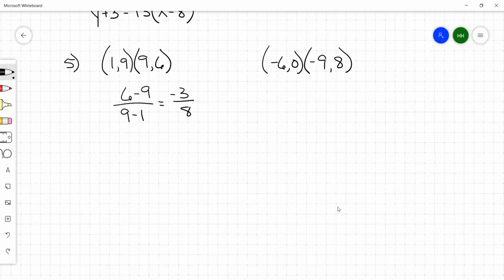The second line has a slope of 8 minus 0 over -9 minus -6. 8 minus 0 is 8. -9 minus -6. That's -9 plus 6. And what is that? -3. So, do you see how our slopes are reciprocals of each other? But are they negative reciprocals? They're not. They both have a negative sign. They have to have opposite signs and they have to be flipped. So this is a no.